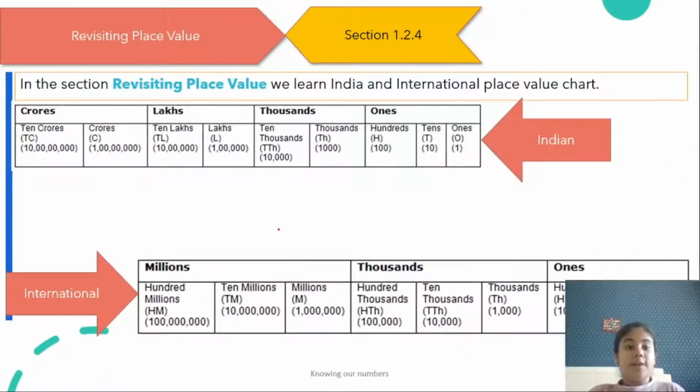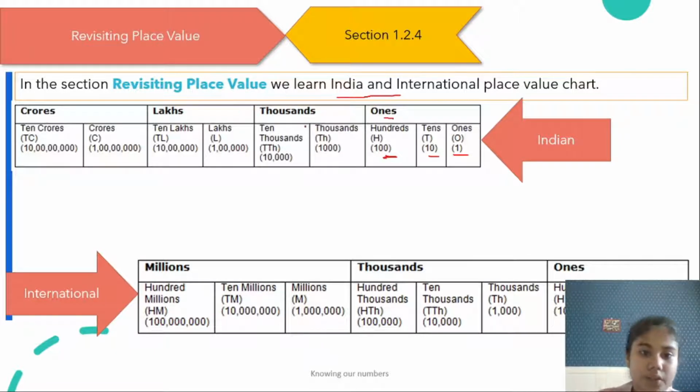Next up we have revisiting place values. In this section we learn the Indian and international place value charts. I hope you all remember that we have two kinds of place value charts, Indian and international. So let's go through Indian first. In Indian we have ones. This is a group, and in this group how many place values do we have? It is ones, tens and hundreds.